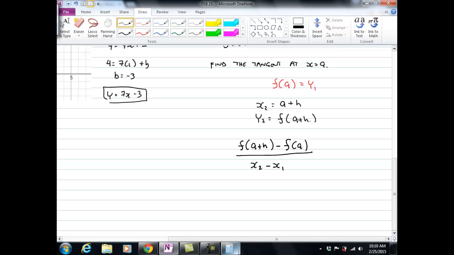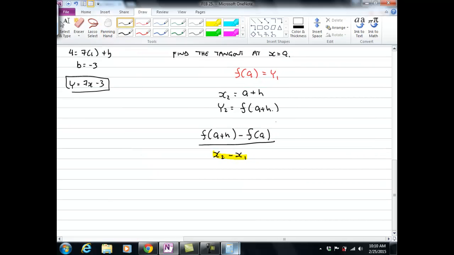The problem with this is everything is in terms of a, so why don't I just replace this with a's and h's? So I'm going to rewrite this again as f of a plus h minus f of a over a plus h minus a. Okay, I'm just using easy concepts, which becomes f of a plus h minus f of a all over h.